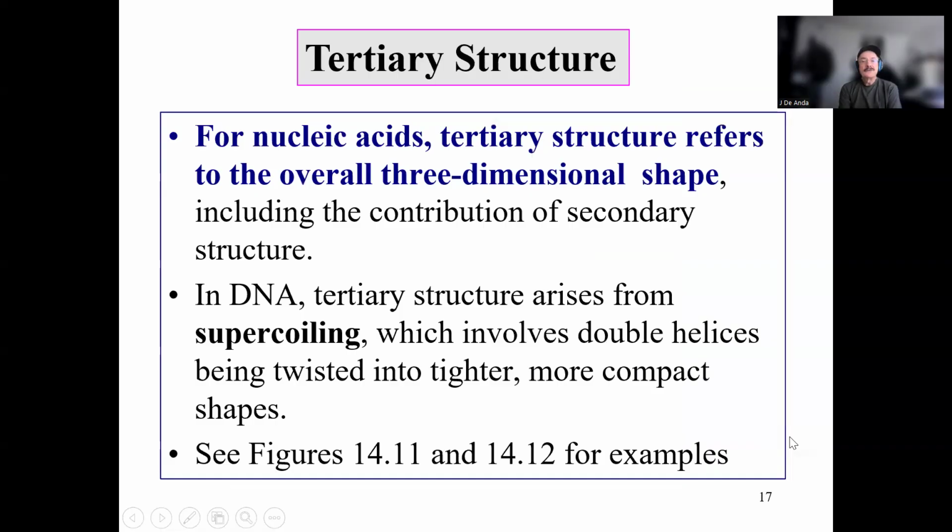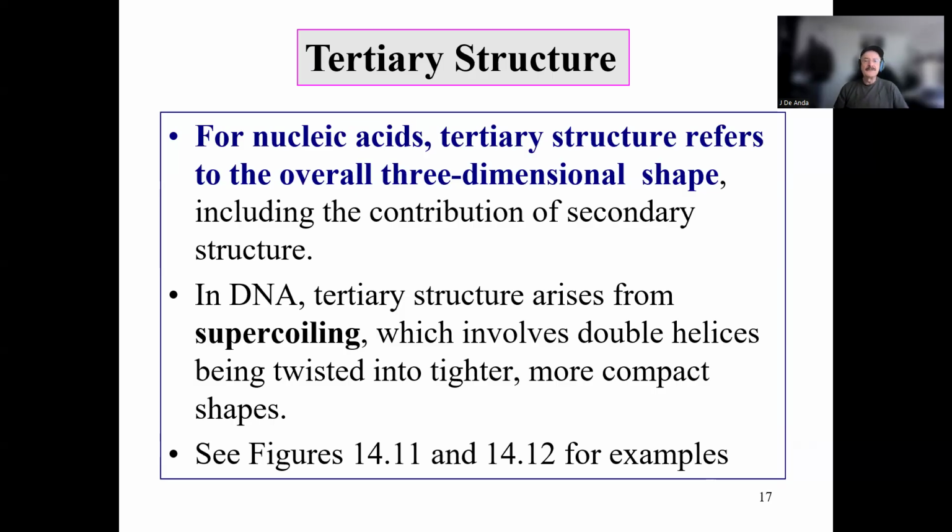Now, there is also a tertiary structure. If you can imagine, a double helix of DNA would be like a long string or cord. It would be very hard for it to fit. And the question is, how do we fit these incredibly huge molecules of DNA inside the nucleus of a cell? Well, this is where tertiary structure comes in, and this is the overall three-dimensional shape and includes the secondary structure.